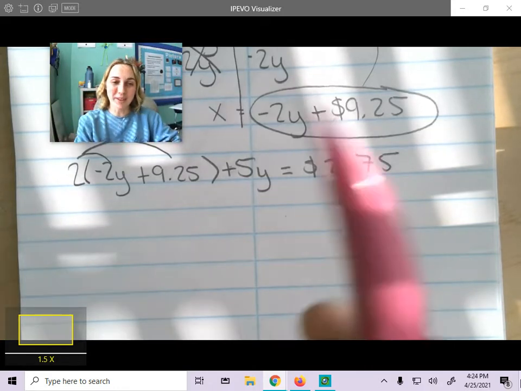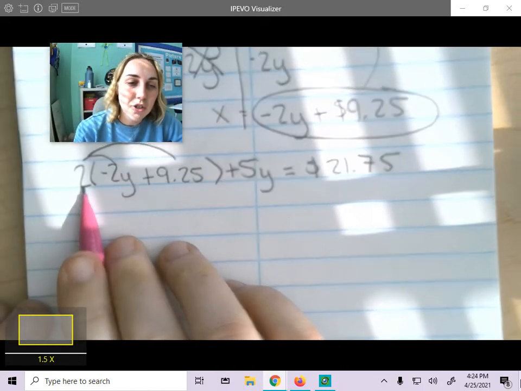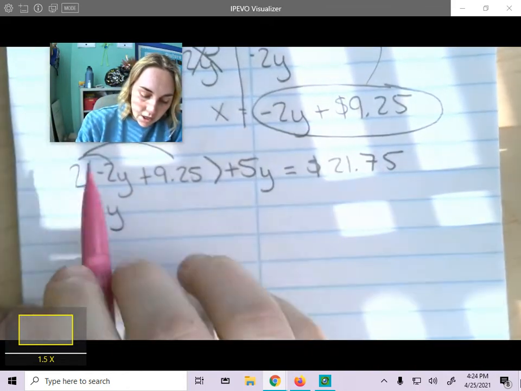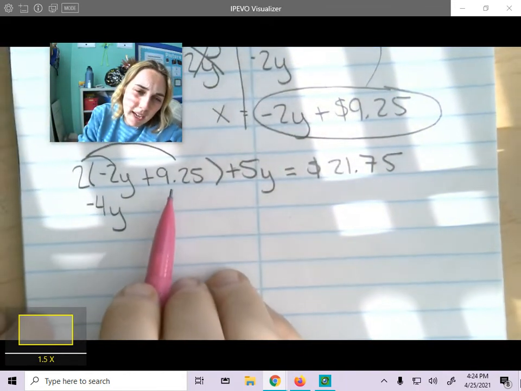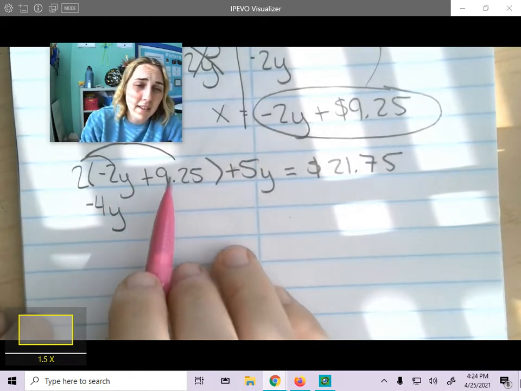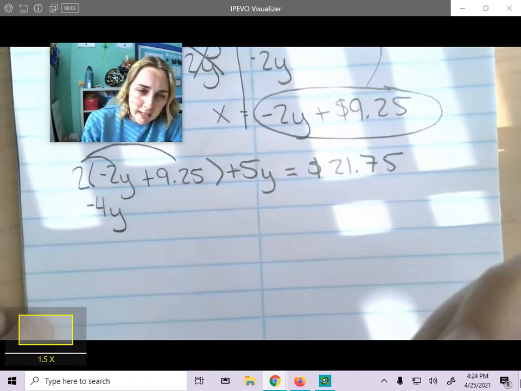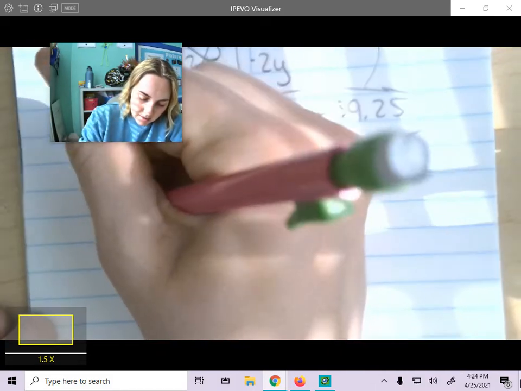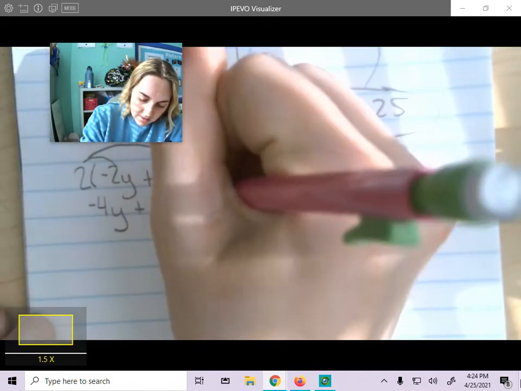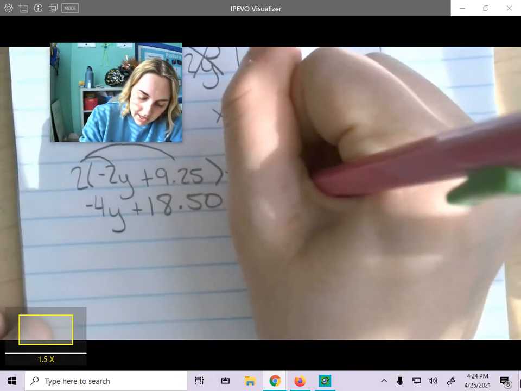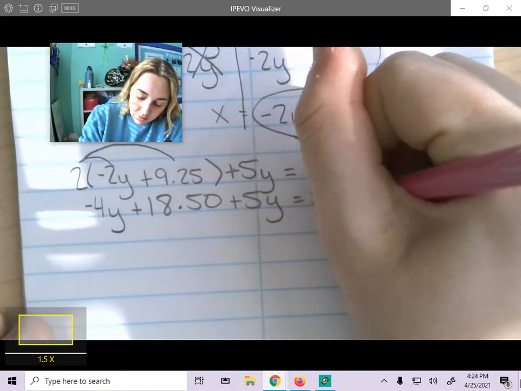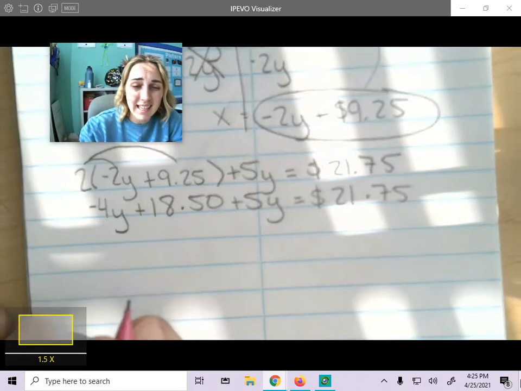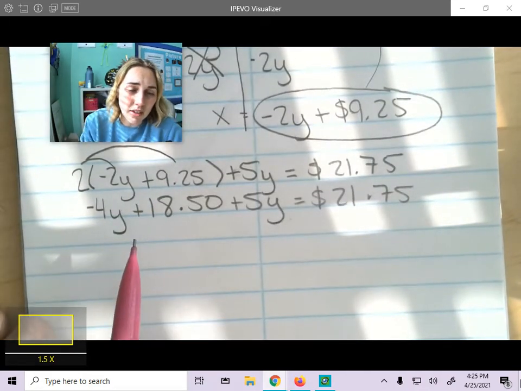All right, so now I'm going to go ahead and distribute. 2 multiplied by negative 2 is going to give me negative 4y. 2 times 925. Again, if you need your Desmos calculator, I would use it. For me, though, I'm going to go ahead and say that plus 1850 plus 5y is equal to $21.75. So I distributed first, okay? Again, if you need your calculator, you can use it on this.